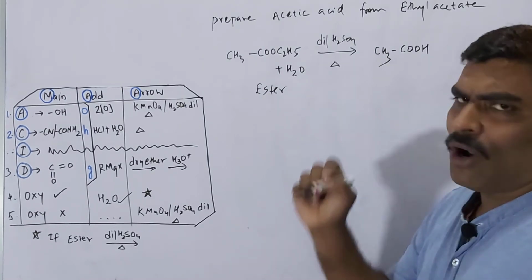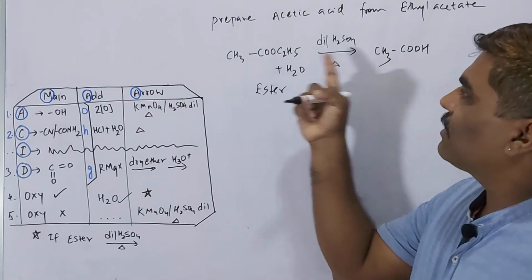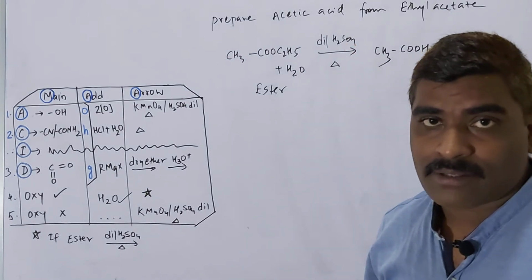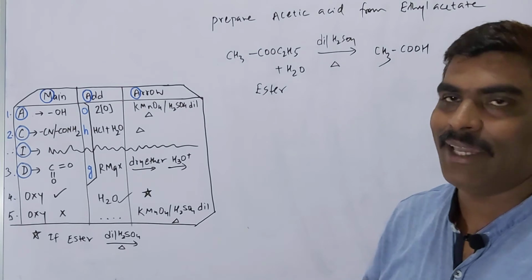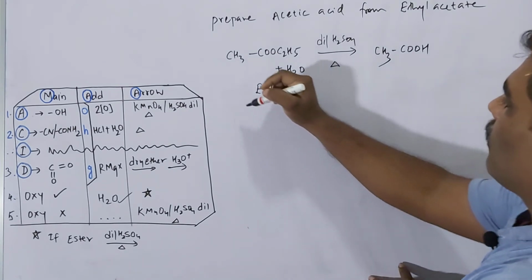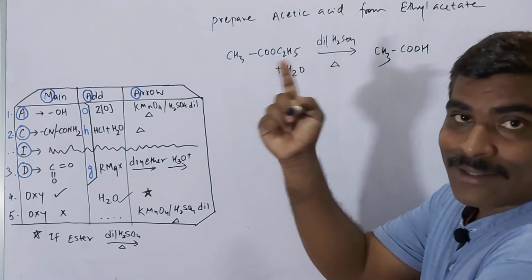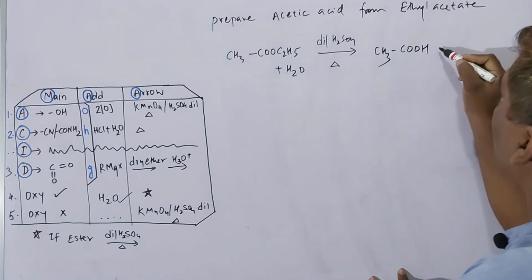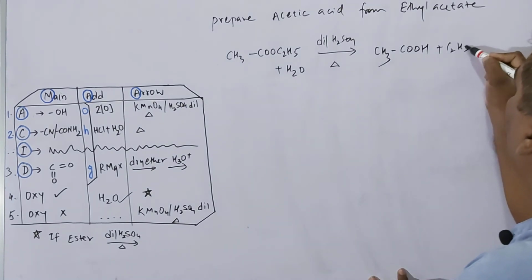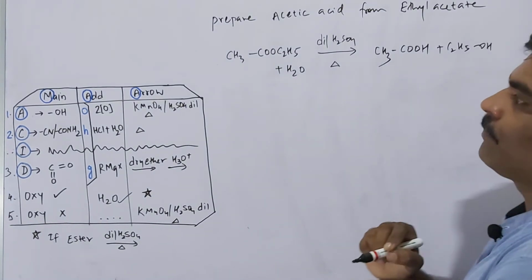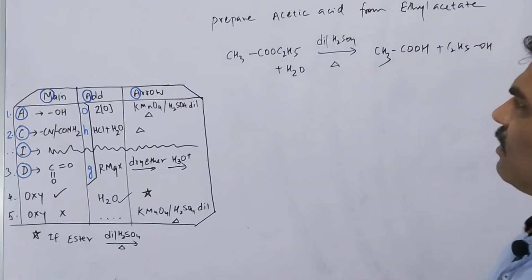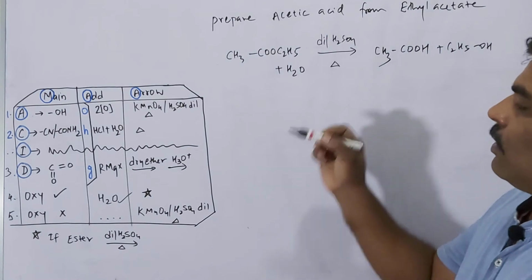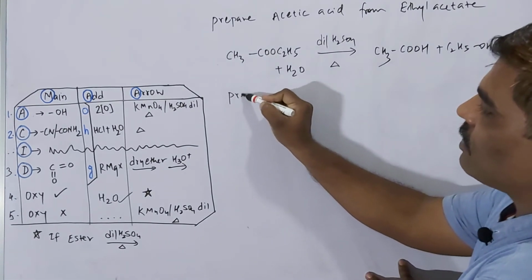Actually we don't add water. This ester is heated with dilute sulfuric acid. The dilute sulfuric acid itself contains water. Now if you try to find out what is extra on the left hand side, you will get C2H5OH here. Yes, this is done. This question is over. Now one more remaining, we'll see the question here.